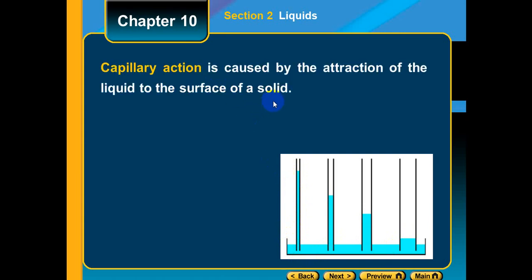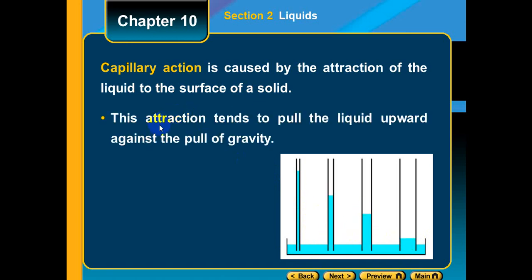This is capillary action. It's caused by the attraction of the liquid particles to the surface of a solid. Here, the walls of the tube and the liquid are attracted to each other, so the water starts to rise up. This attraction tends to pull the liquid upwards against the pull of gravity. So a liquid will rise in a narrow tube due to the attraction force, which is called capillary action.